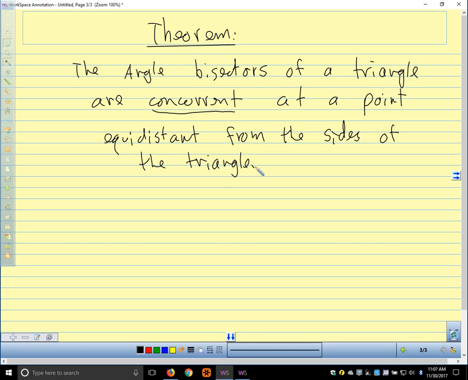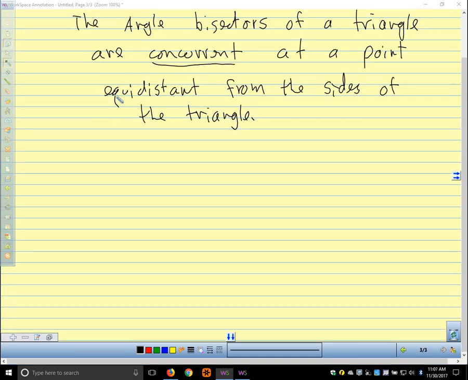We said last time that if we bisected an angle, the angle bisector is the same distance from the sides of the angle. Well, now we're bisecting all the angles in a triangle, so those angle bisectors are going to be the same distance from the sides of a triangle. They all meet at a single point that's the same distance from all of the sides of the triangle. So let's draw a picture for that one.